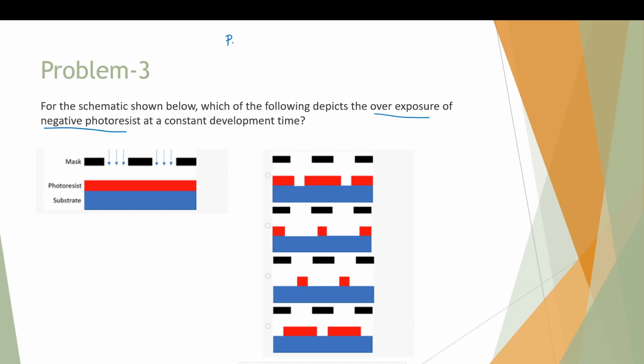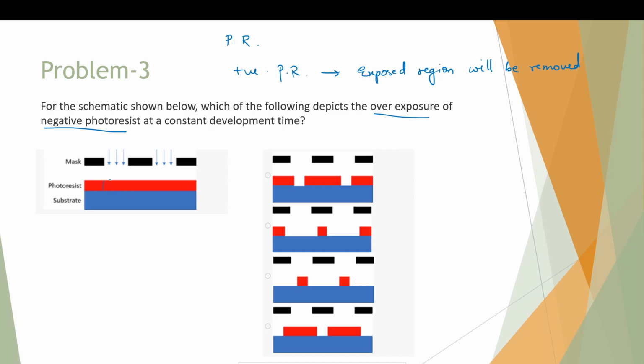There are two types of photoresists. I have discussed this before also, so I will just tell quickly. Positive photoresist, positive PR, is one where the exposed region will be removed post development. In this case, we are exposing the photoresist through some mask, and whatever is exposed will be removed after you develop.